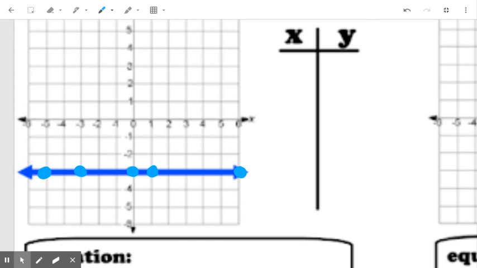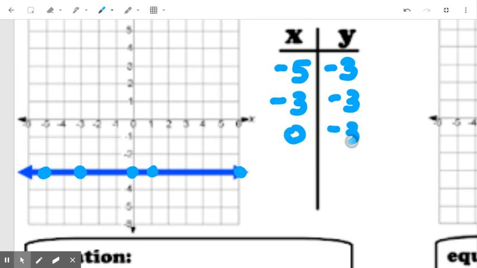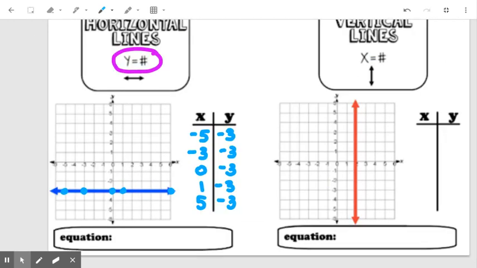So this one over here at the far left would be -5, -3. If you look at this one right here, it's -3, -3. This one right here, the y-intercept, is 0, -3. The one beside it would be 1, -3. And the one at the far right would be 5, -3. So when you look at the set of ordered pairs associated with this line, you can see that this x value doesn't matter. It could be any number I want. As long as the y value is -3, a point is going to be on that line.